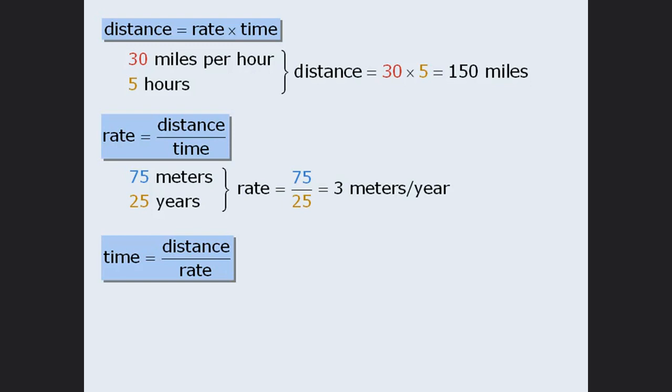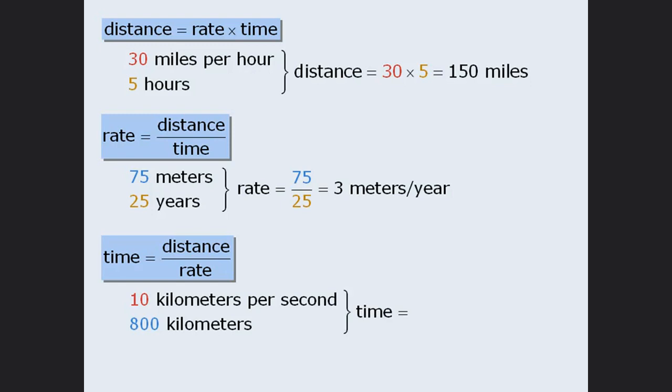For the last formula, let's say that an asteroid is traveling 10 kilometers per second and it is 800 kilometers away from some planet. To determine the time it will take for the asteroid to reach the planet, we take the distance of 800 kilometers and divide it by its speed of 10 kilometers per second to get a time of 80 seconds until the asteroid reaches the planet.